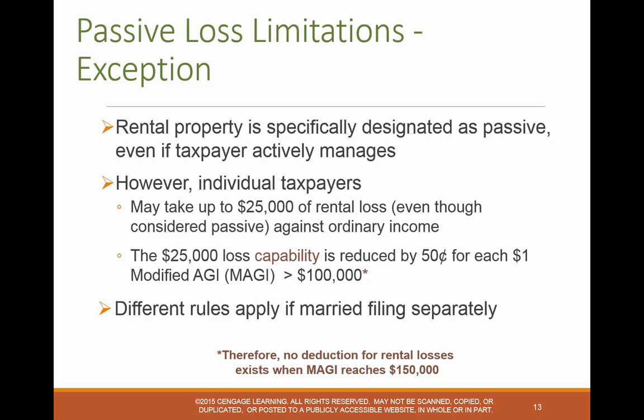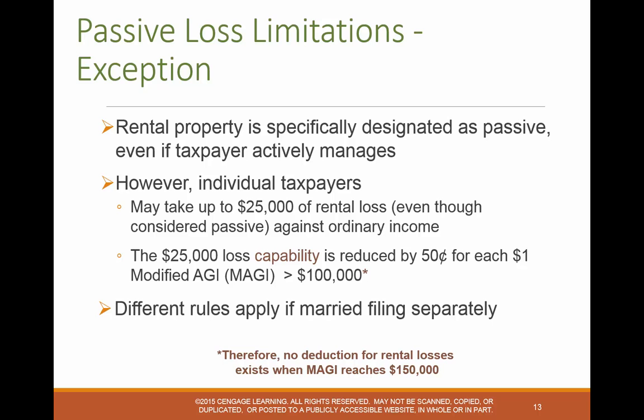What does this mean for real estate? There's an exception, and this is real estate. Rental property is specifically designated as passive, even if the taxpayer actively manages. So you own a duplex, you take the rental apps, you clean when the tenants leave, you do everything, you actively manage it. And then you do a Schedule E, and it's all rental, there's no personal use. At the end of the year you have an $8,000 loss. You work as a teacher in the public school system, you've got a $40,000 W-2, no problem. You take that whole loss against your W-2 income. Great.